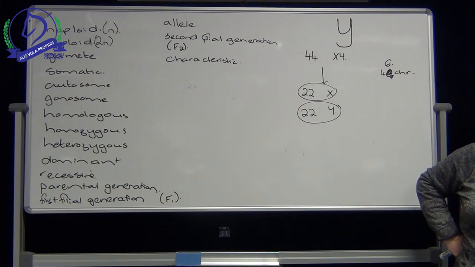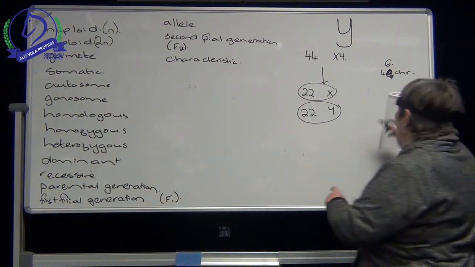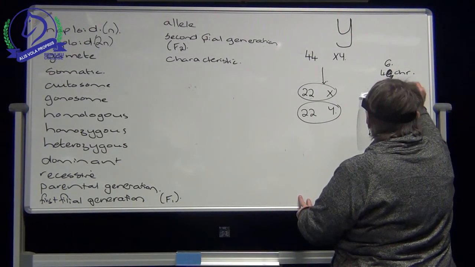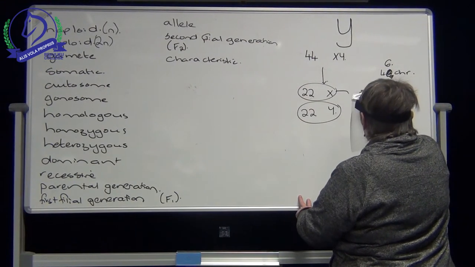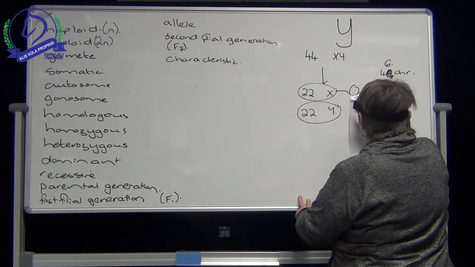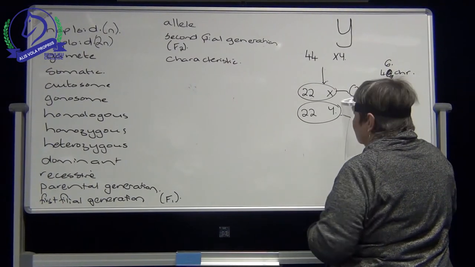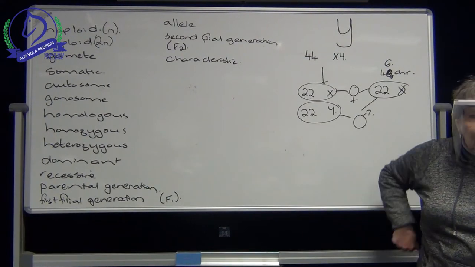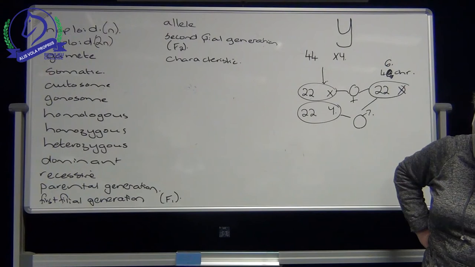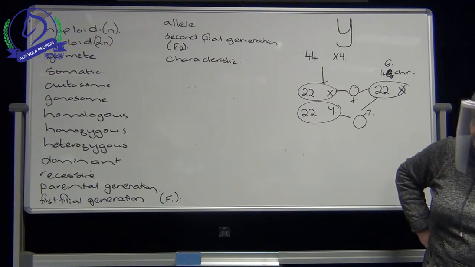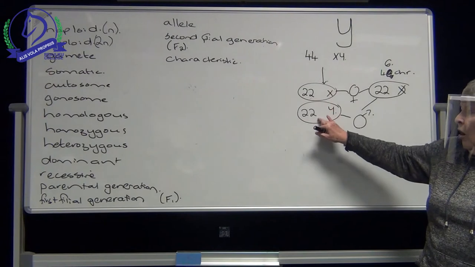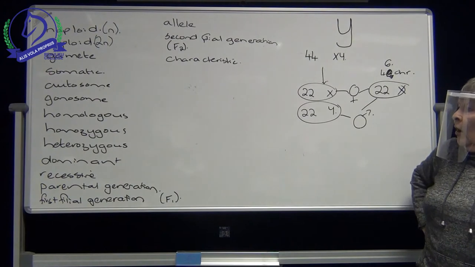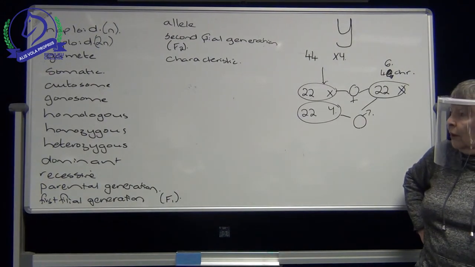You happy with that? So all egg cells are 22 and X. So it could be those two, in which case the child is a girl, or it could be those two, in which case the child is a boy. All right, you happy with that? Wait, so ma'am, did you say a sperm cell could be 22X or 22Y? Half sperm cells are like this, yeah. And half sperm cells are like that. Okay. Everyone happy with autosome and gonosome?